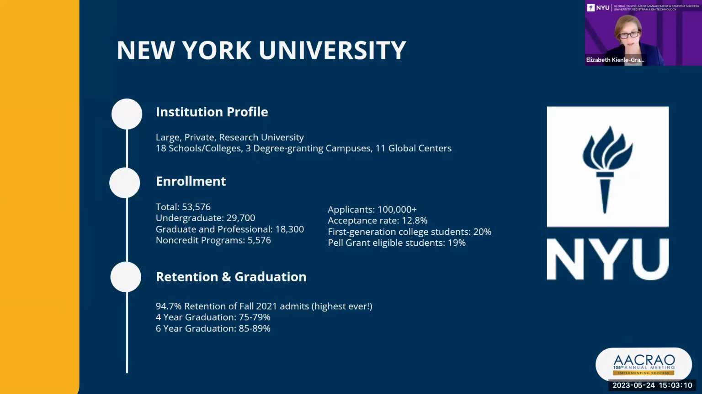So I'm going to kick off the introduction period. My name is Beth Kinley-Gronzo. I'm the University Registrar and Associate Vice President of Student Information Systems at New York University. I've been at NYU since 2013, and you'll see we provided a little bit of details about our institutions. NYU is a large, very large private research institution. We have about 18 schools. Most of them are located in New York City, but we do have 2 degree granting schools, one in Abu Dhabi and one in Shanghai. And we also have a dozen or so academic centers around the globe.